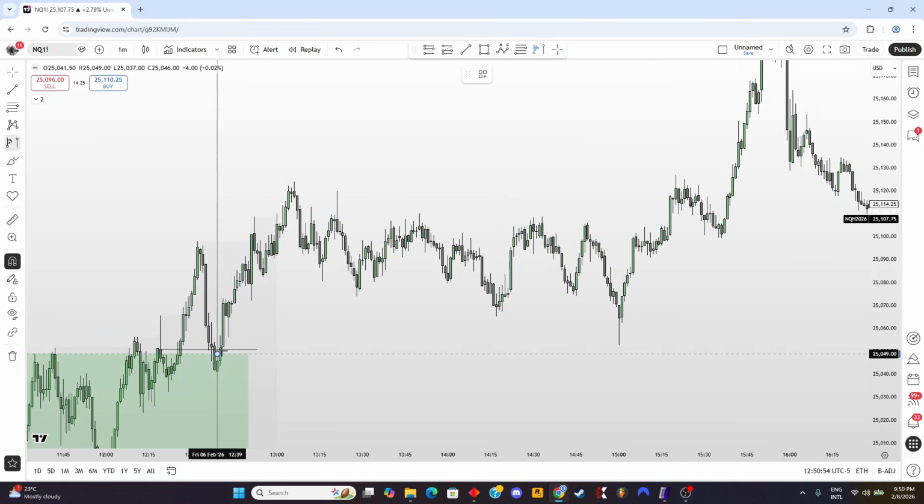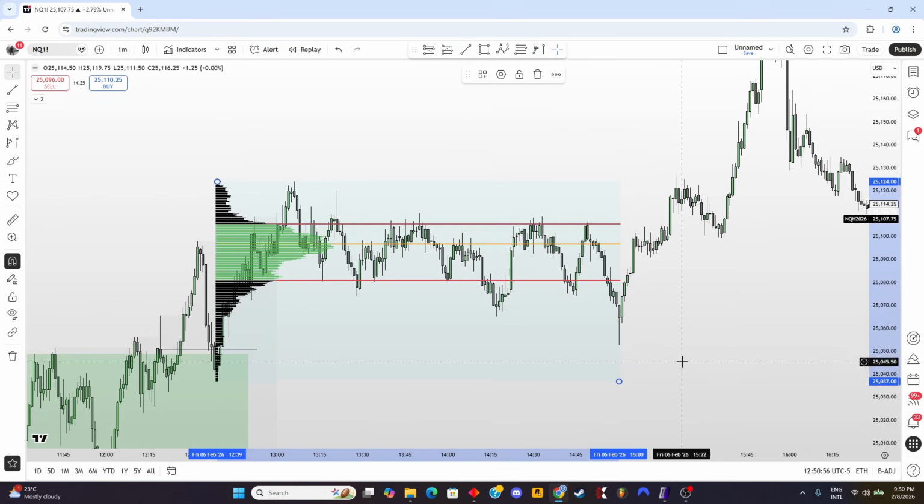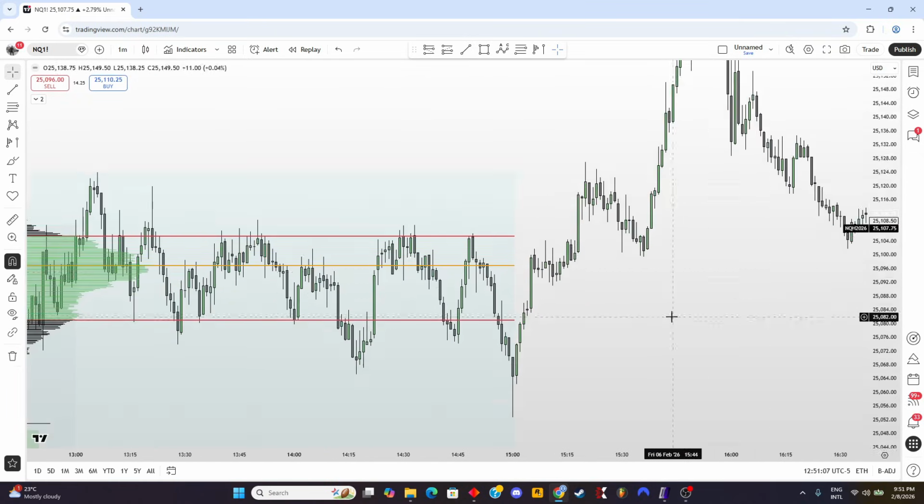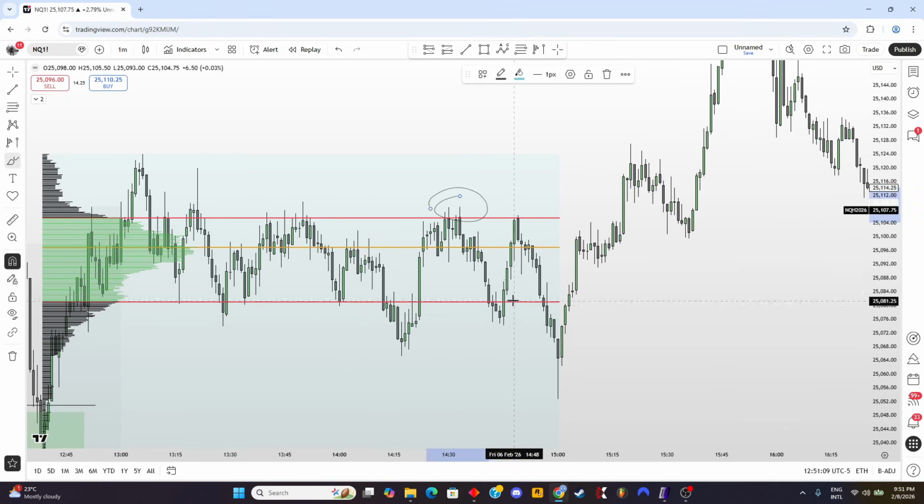So I'm going to draw my volume profile till here. And again, we have another D shape, okay? Most of the volume is transacted in the middle of this range. So we have a D shape, okay? So notice what happened here. We went from value area high to value area low, from value area low to value area high.